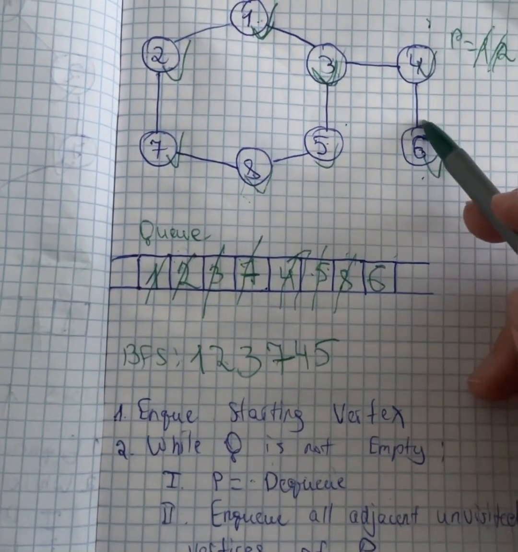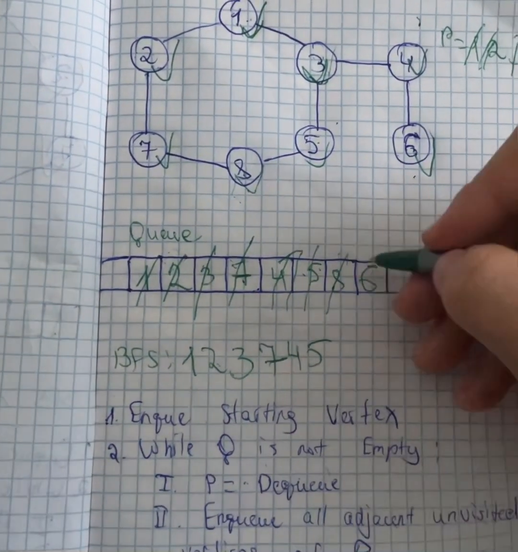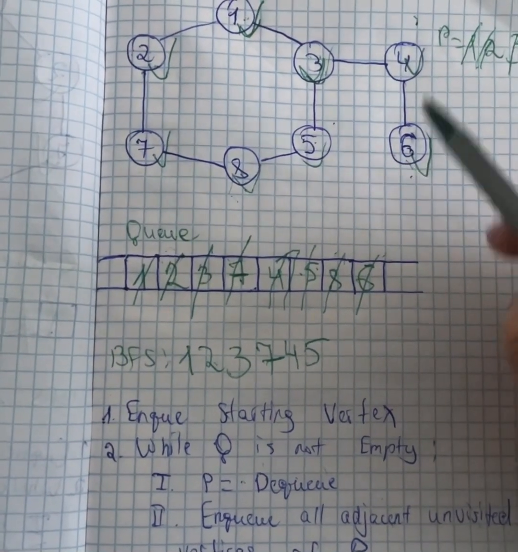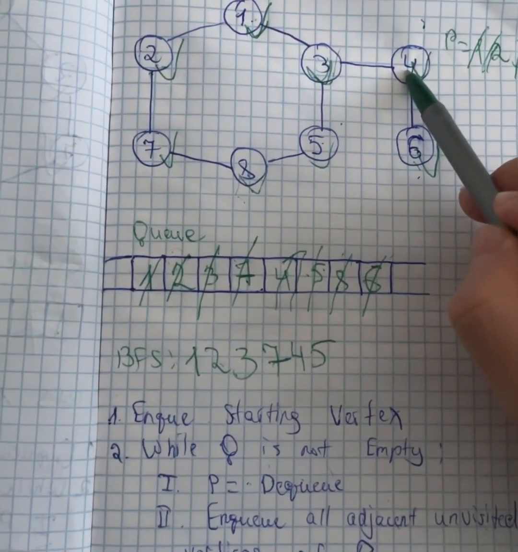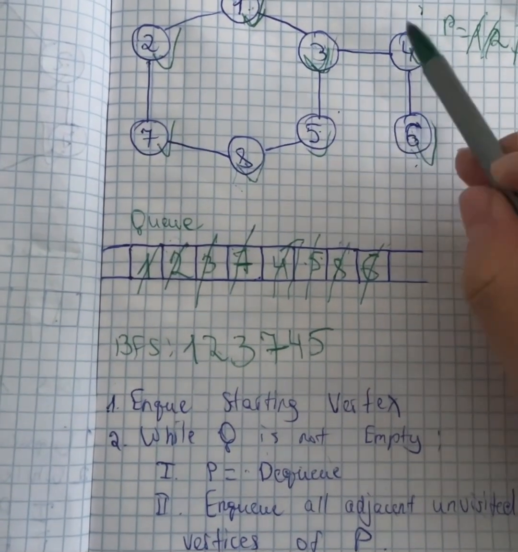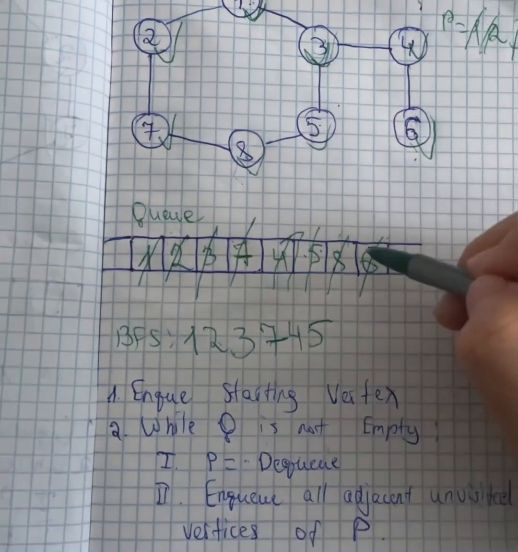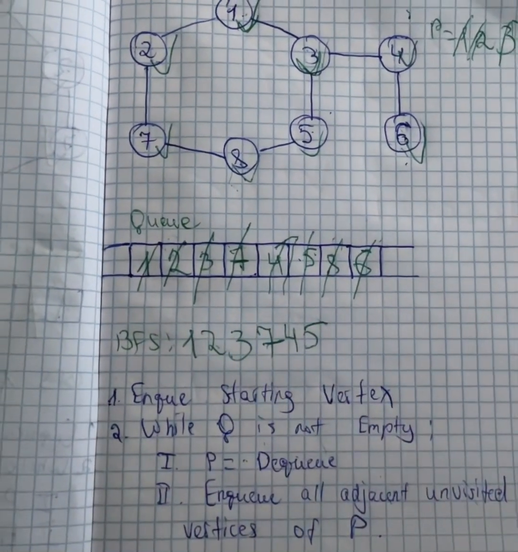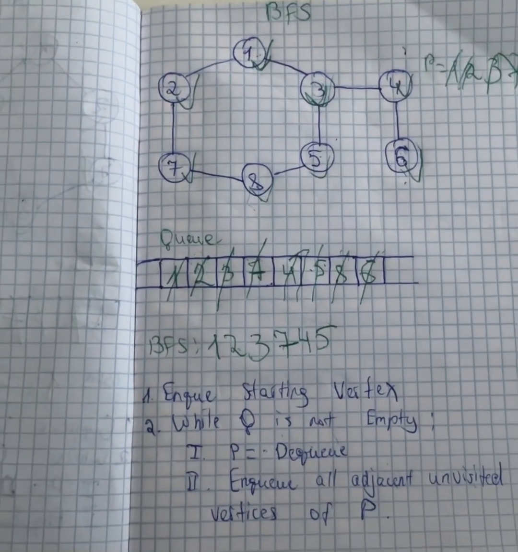After 8 there is 6. Here you can see 4 is an adjacent vertex of 6, but 4 is already visited. That means here is our BFS. And yeah, we have found our BFS.